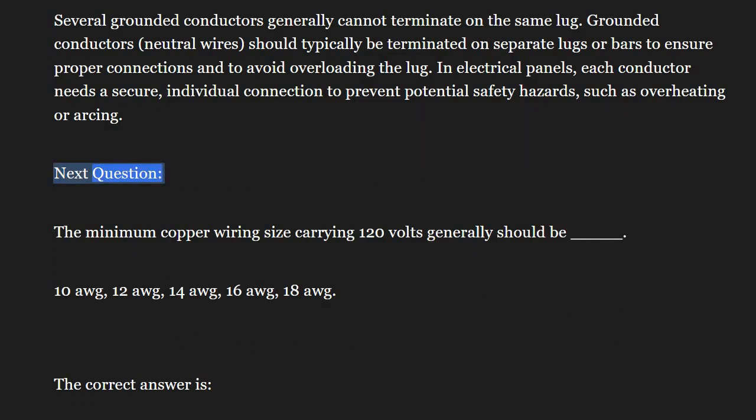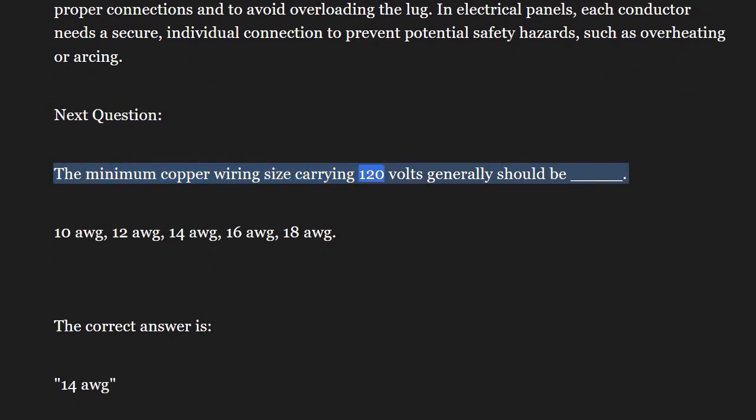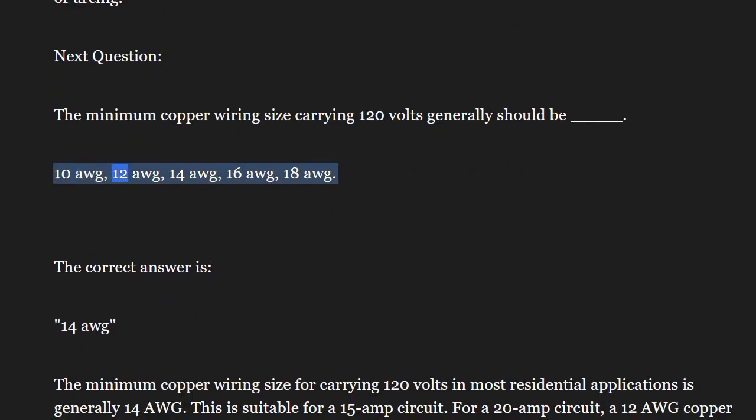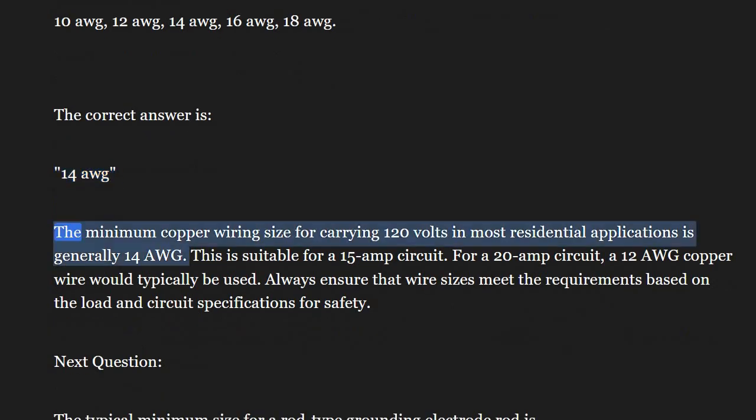Next question. The minimum copper wiring size carrying 120 volts generally should be 10 AWG, 12 AWG, 14 AWG, 16 AWG, 18 AWG. The correct answer is 14 AWG.